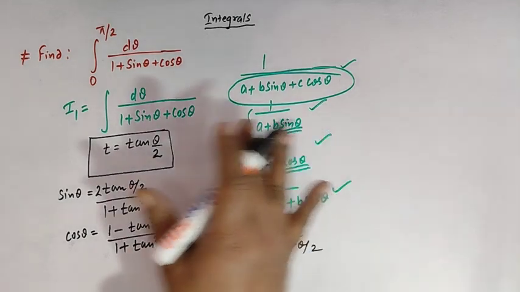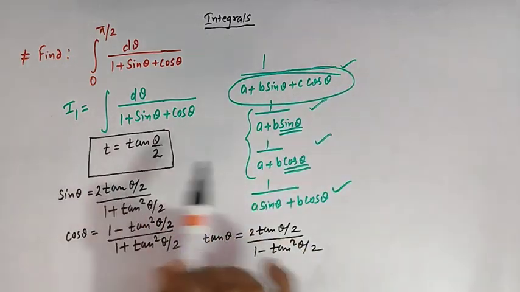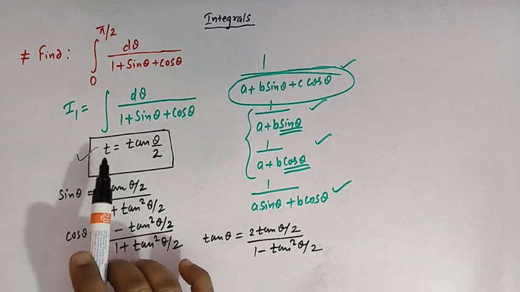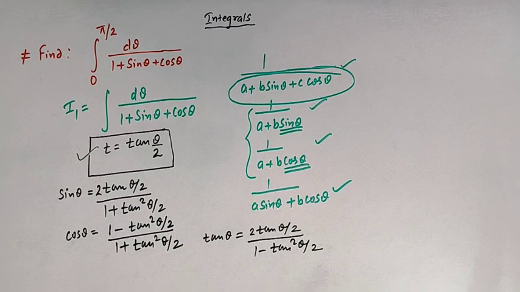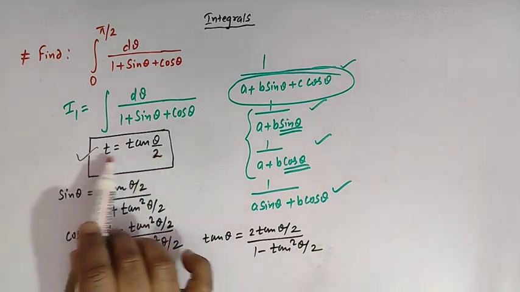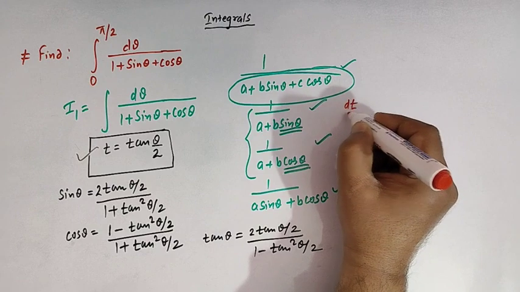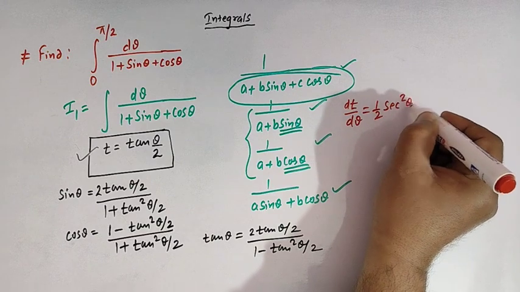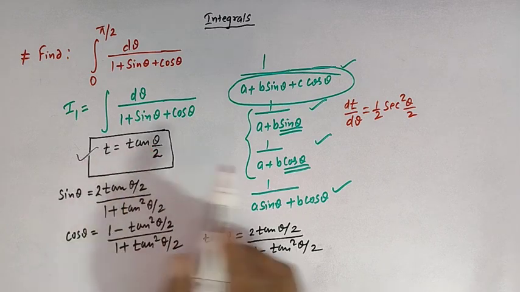So what we have discussed so far is that whenever we have these types of forms as integrand, we always prefer this type of substitution, right? So we take t is equal to tan theta over 2, right? So here also we'll take t is equal to tan theta over 2. So let us differentiate both sides, right? So when we differentiate both sides, we'll get dt over d theta is equal to half of secant square theta over 2, right? So we have differentiated t with respect to theta.